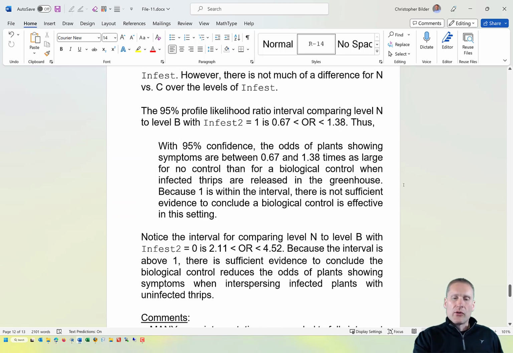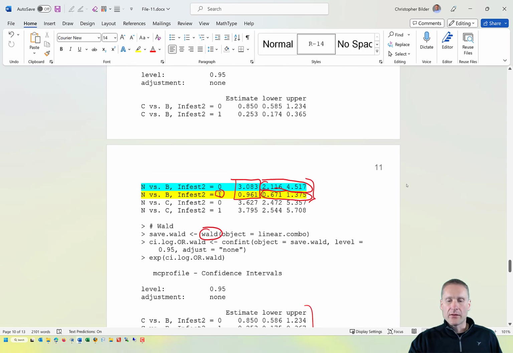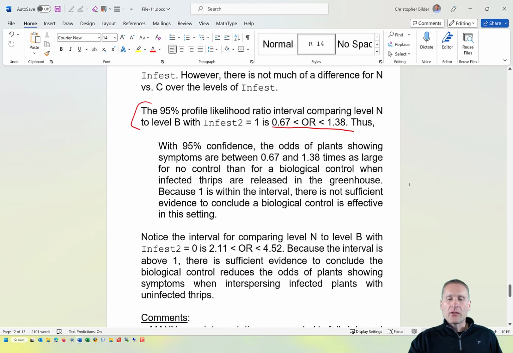Now, if I were to find the corresponding confidence interval for that same scenario, notice what I get here: 0.67 to 1.38. We already saw that. This is using the profile likelihood ratio intervals. So with 95% confidence, the odds of plants showing symptoms are between 0.67 and 1.38 times as large for no control than for a biological control when infected thrips are released in the greenhouse.